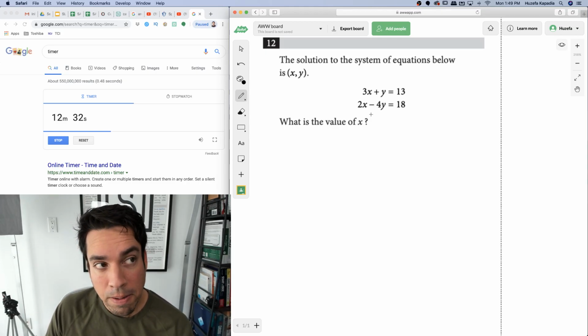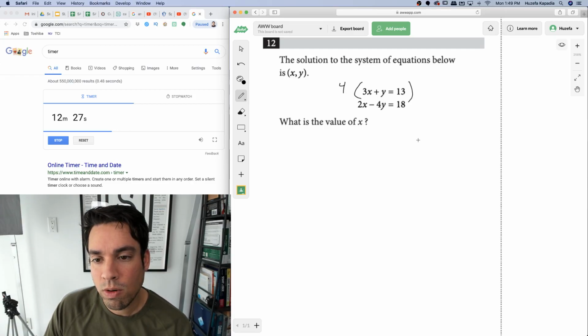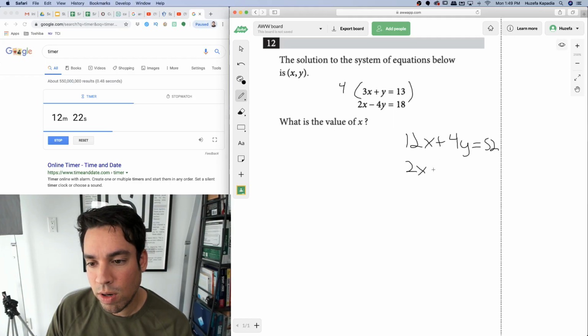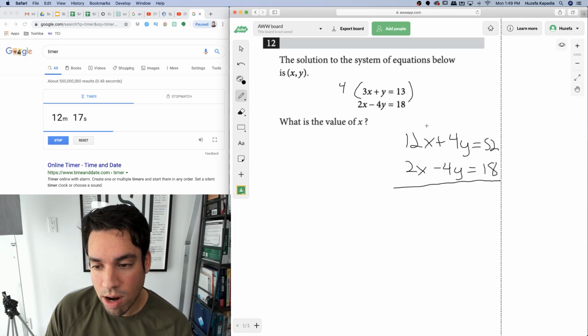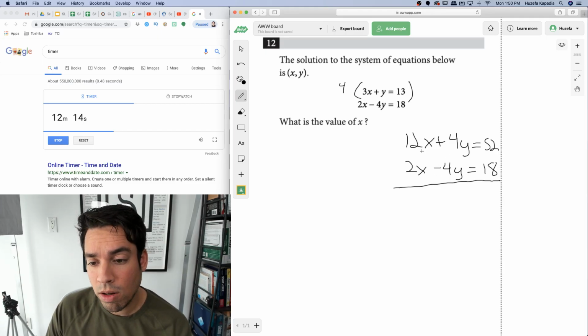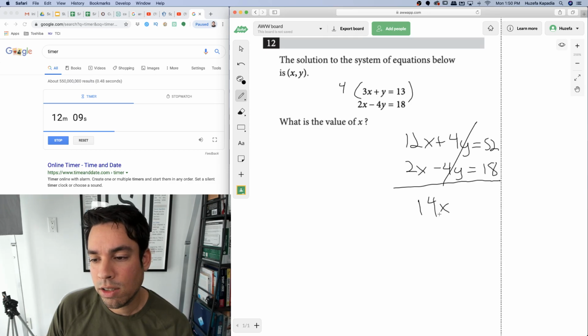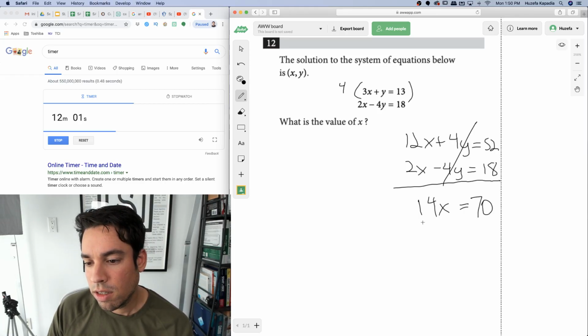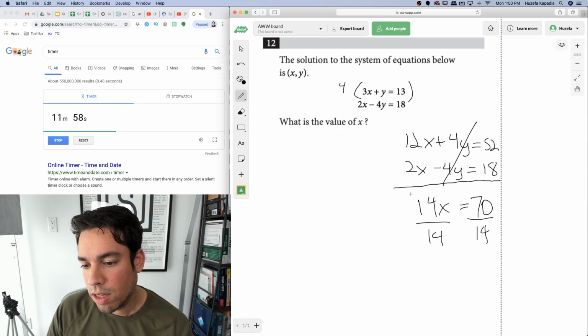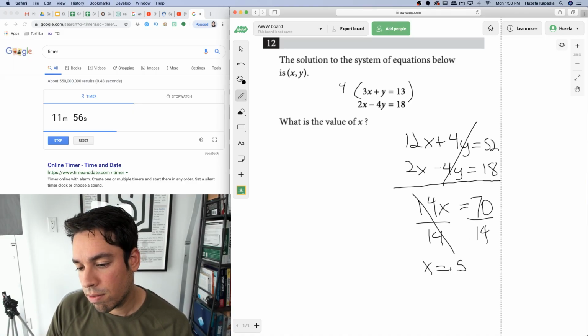So we're going to solve for this. I want to solve for x, so ideally I'm going to get the y's to cancel out. So I'm going to multiply the top one by 4. Then it becomes 12x plus 4y equals 52. The bottom one becomes 2x minus 4y equals 18. Now, why did I do this? Because I'm setting it up for elimination, where I add and then one of the variables will drop out. I've got it so the y's will cancel out because they're opposites. 12x plus 2x is 14x. 52 plus 18 is 70. Divide by 14, x equals 5. There we go.